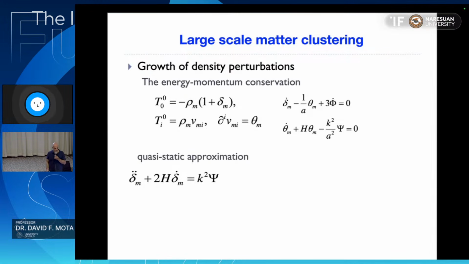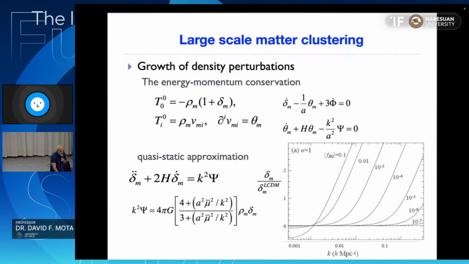So again, using a quasi-static approximation for my extra degree of freedom, that's the equation that you have. And again, as I showed you, that's the Newton-Poisson equation for this f of R theories of gravity. And that means that, if I'm going to plot, this is a figure where on the y-axis, I have the matter perturbations in f of R gravity divided by the matter perturbations in the lambda CDM model.